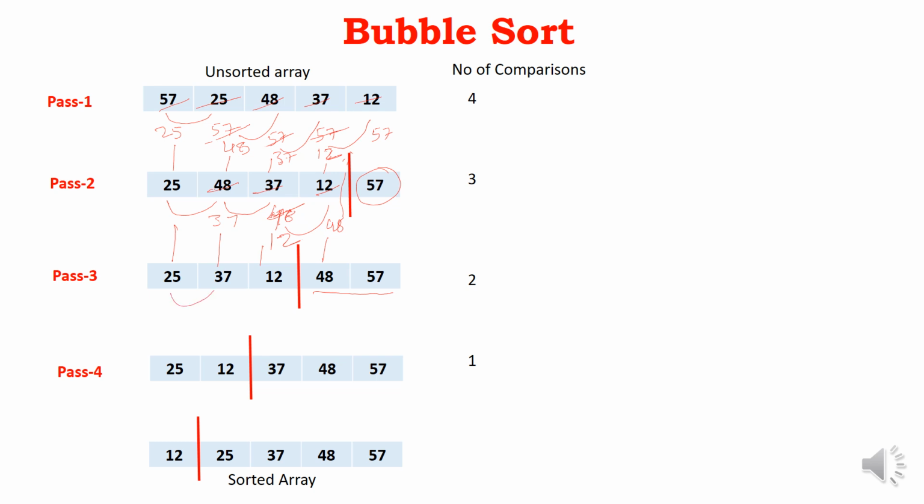25 and 37 are compared. Are they in ascending order? Yes, they are in ascending order. So no need to interchange. So 37 and 12 are compared, the second element and third element. Are they in ascending order? No. So interchange them. 12, 37. Among these three elements, 37 is the largest element and it is fixed in its final position. What about the remaining two elements? 25, 12. So now repeat the same procedure on these two elements also.